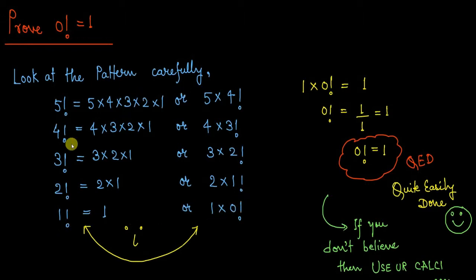Okay, so what is the pattern that you are seeing here? Can you find a pattern out here? See, 5, 4, 3, 2, 1. What is happening? 1 unit is getting reduced. Okay, now here 1 unit is getting reduced.